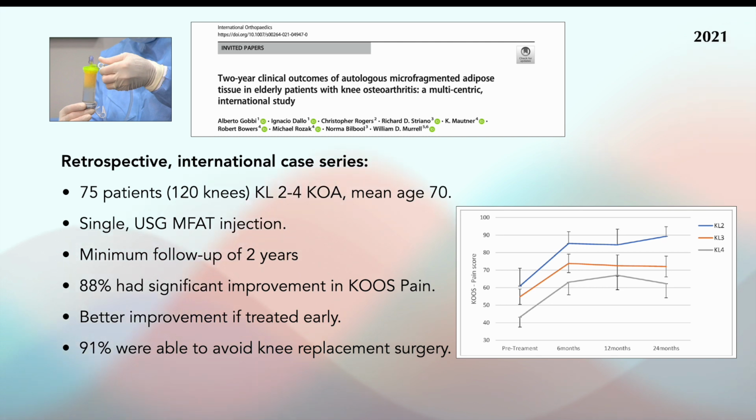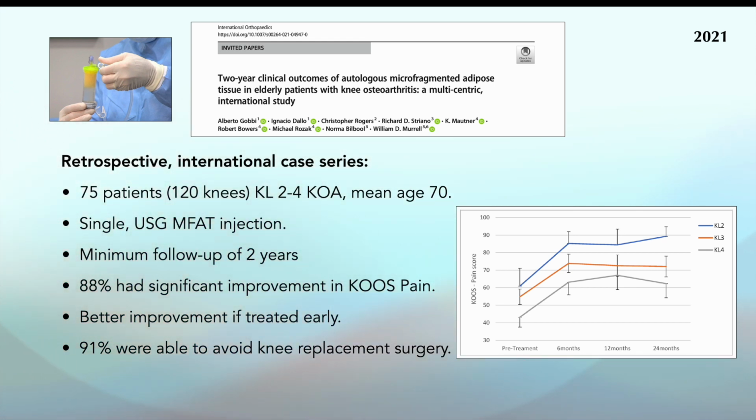I co-authored this study with Dr. Gobi and others, where we looked at 75 patients, 120 knees, with more severe osteoarthritis than had typically been studied before, in patients who were slightly older as well. All of these patients had received a single MFAT injection, and we followed them over a minimum of 2-year follow-up, with 88% of the patients showing significant improvement in their pain.